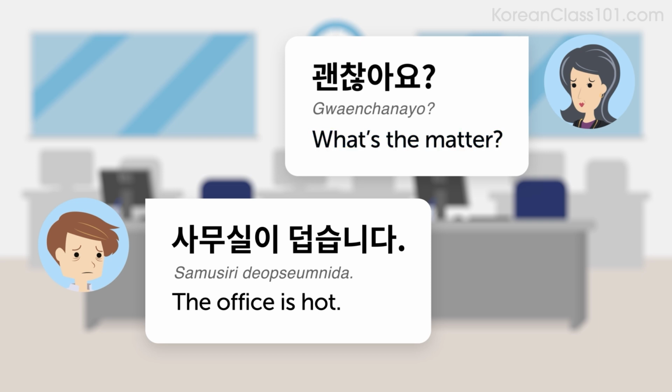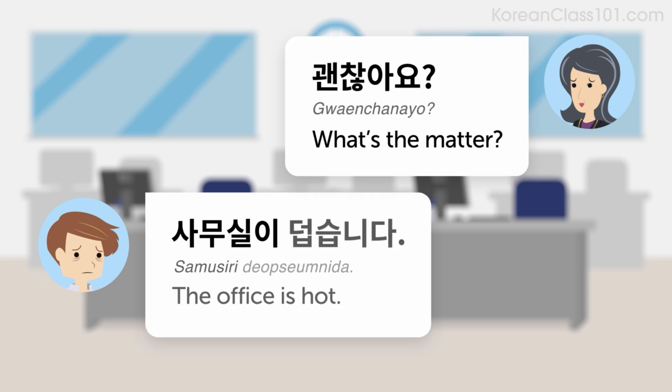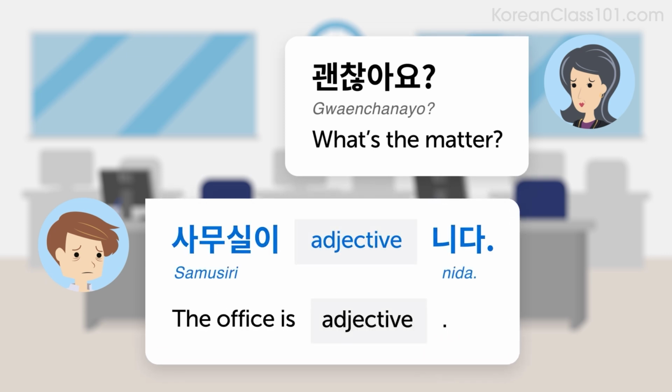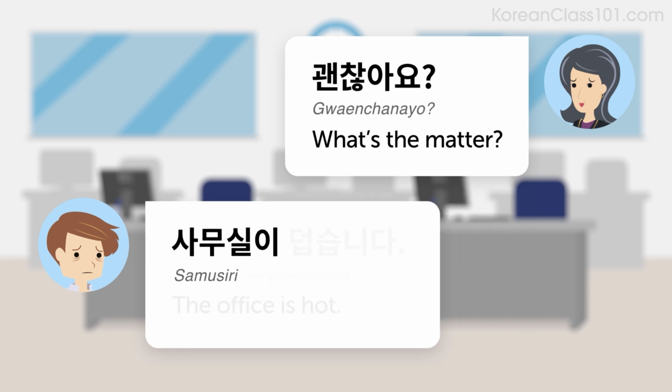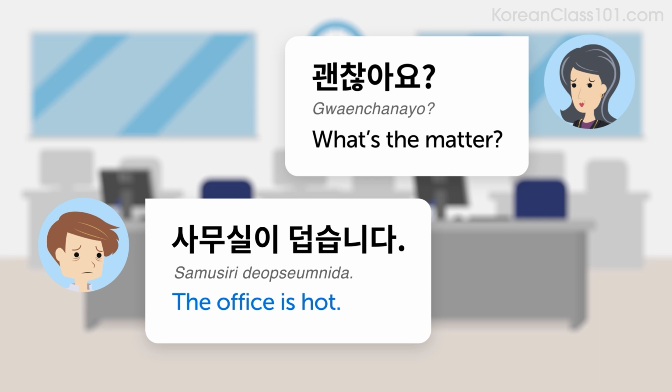Now, how do you answer this question? The pattern is 사무실이 adjective 니다. This Korean sentence literally translates into, the office adjective is, but it means, the office is adjective in English. For example, the office is hot. 사무실이 덥습니다.